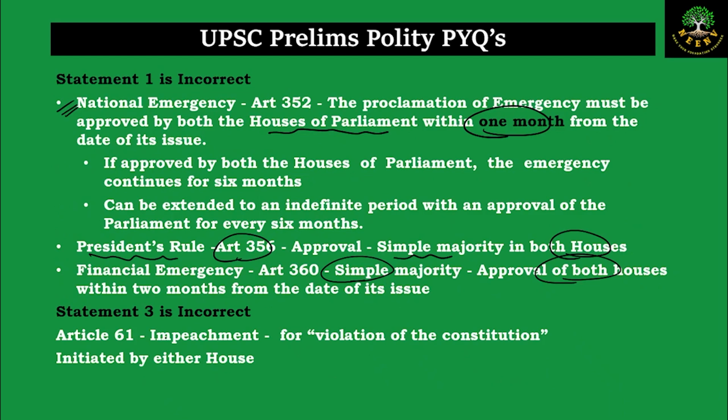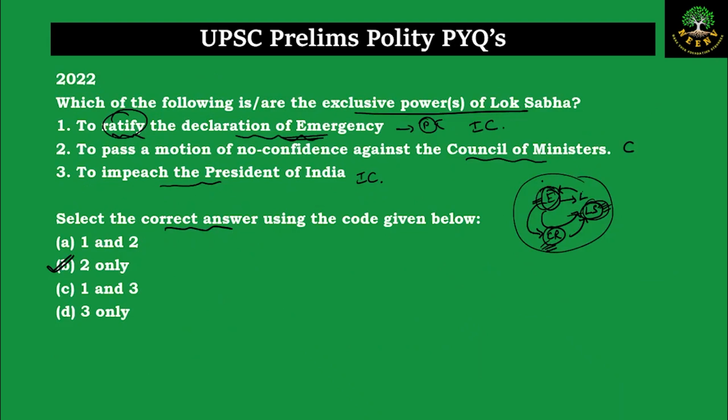And coming to the impeachment of the president, the impeachment can be done for the violation of the constitution and the impeachment can be initiated by either house, and there is a detailed procedure about the impeachment. For the scope of this question, the impeachment of the president can be done and initiated through either of the houses. So it is not an exclusive power of the members of Lok Sabha. So hence this was also incorrect. So finally the answer is 2 only. The exclusive power of Lok Sabha here being to pass a no confidence motion against the Council of Ministers.